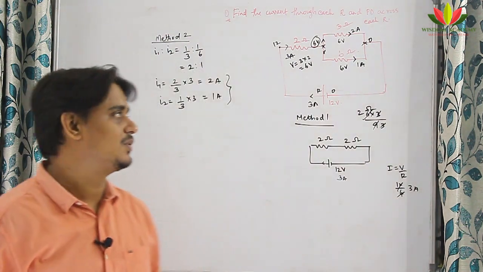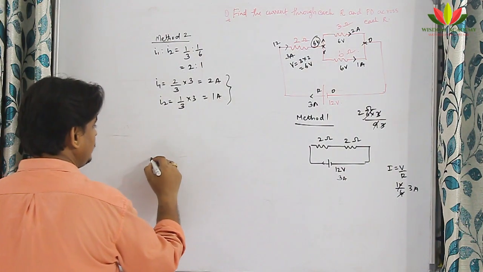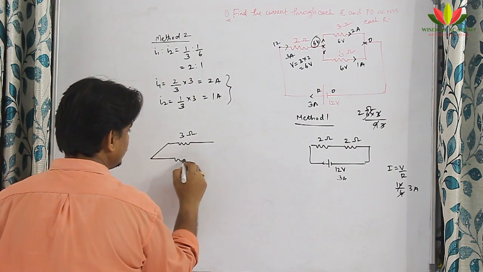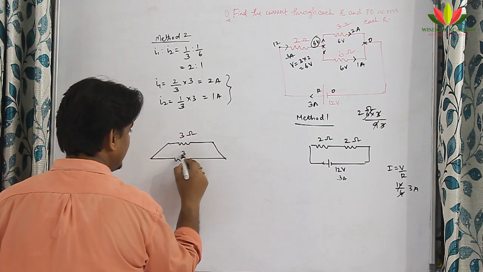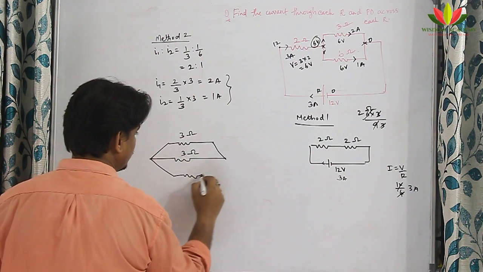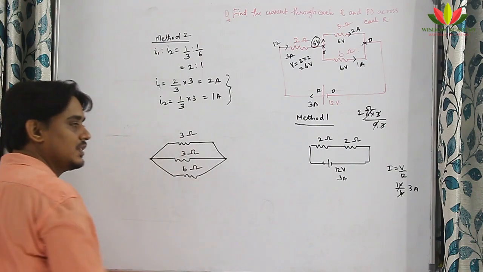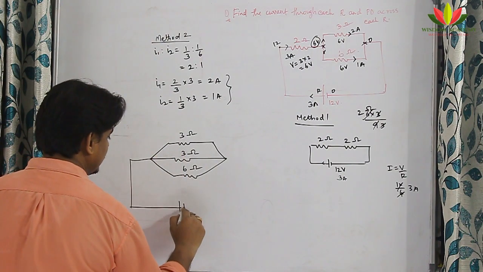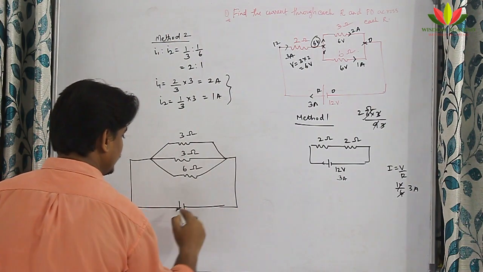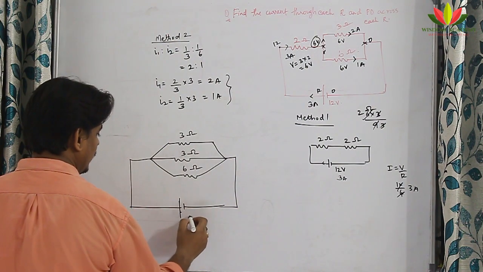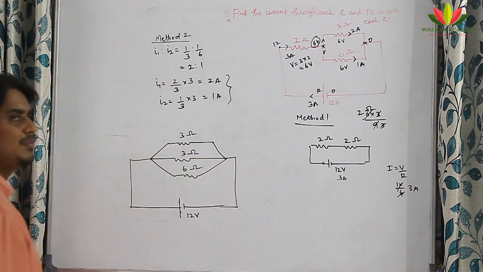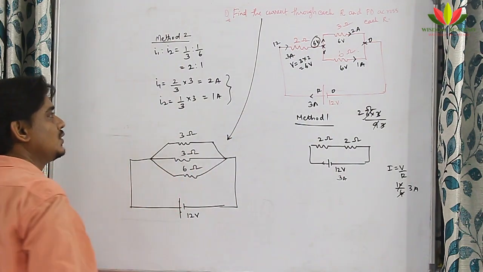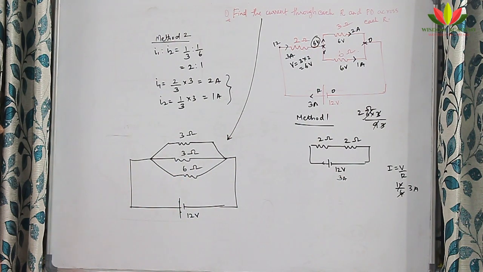Okay, let us see one more question now. The question is: 3 ohm, 3 ohm, 6 ohm. There are 3 resistances, 3 ohm, 3 ohm and 6 ohm, and there is a potential drop of 12 volt. Please try to find the current through each resistance and the potential drop across each.